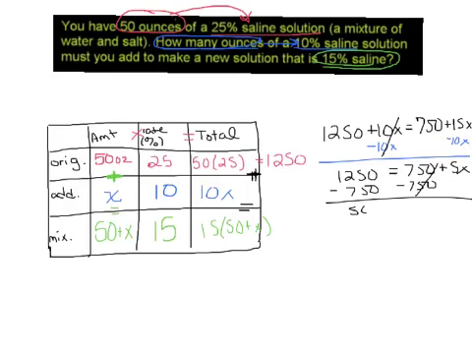I get 500. It's going to equal 5x. Divide by 5, divide by 5. In this case, the x is going to be 100. So I must have to add 100 ounces of the 10% solution.